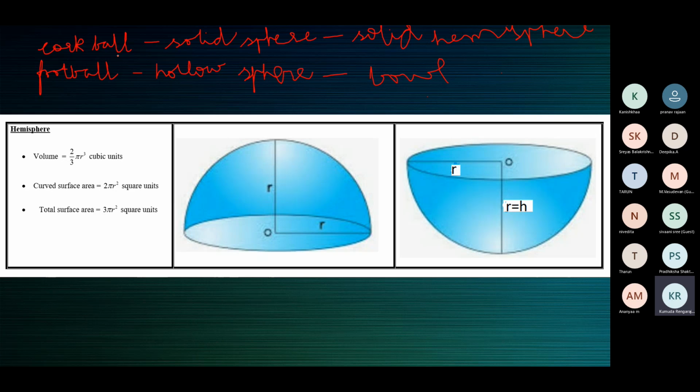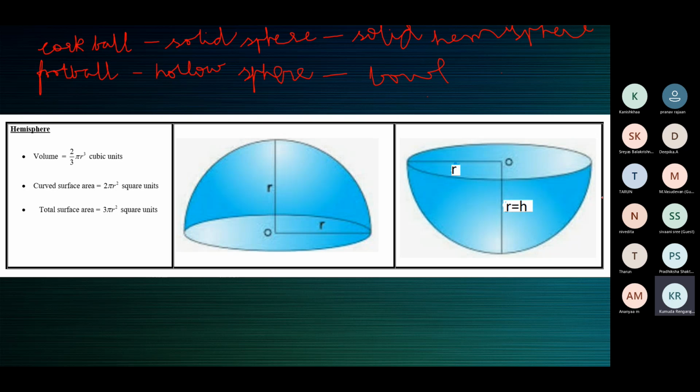And half of a cork ball is what you see here. What you see here is the representation of half of a cork ball. So it's a solid hemisphere. What you see here is a solid hemisphere.